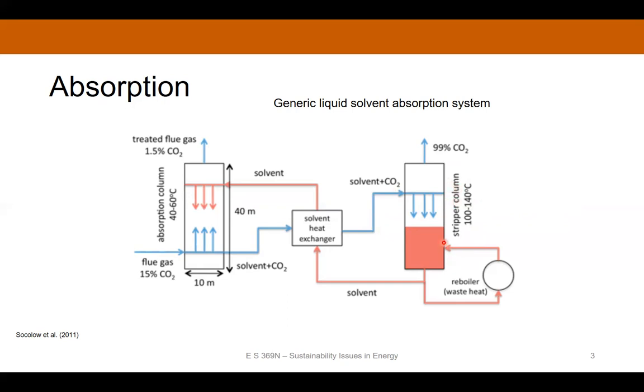And the stripper column heats up that solvent, usually to something between 100 and 140 degrees Celsius, and that causes the CO2 then to exsolve, and the waste stream that comes out of that is very high purity CO2. The solvent now does not contain any CO2, and so it goes back through the heat exchanger and then back to the absorption column. So it's a pretty simple system, and it's fairly efficient.